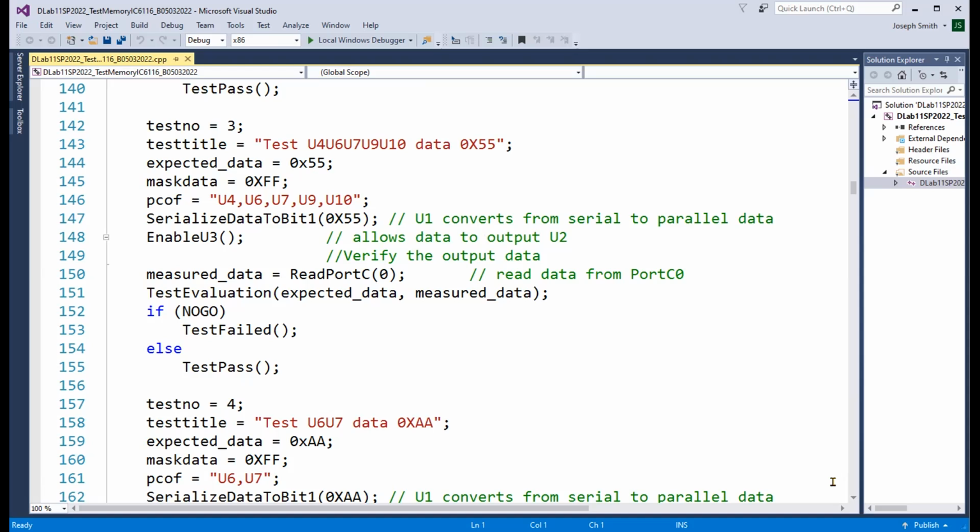So what's wrong with 3? Look at your test title. It's supposed to go through U6, U7, right? I'm looking at your program. I say serialize the data and then enable U3. And no, I never seen it go to U6 or going through U7.